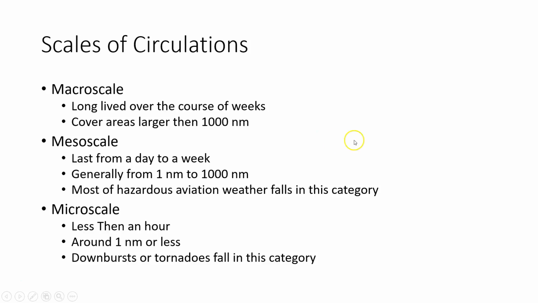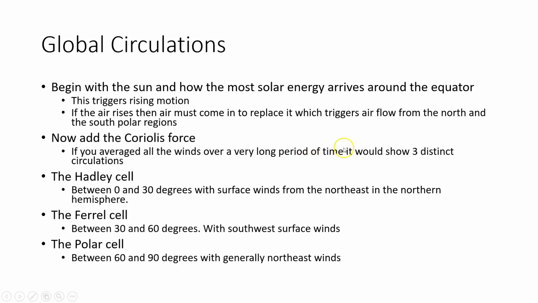Downbursts would definitely fall in this category as well. Many downbursts are very tiny. So just some things beginning to look at the scales of motion. Everything is driven on Earth pretty much by the sun. We've already talked a lot about how the radiation works and how the sun affects and moves up and down across the equator throughout the seasons.